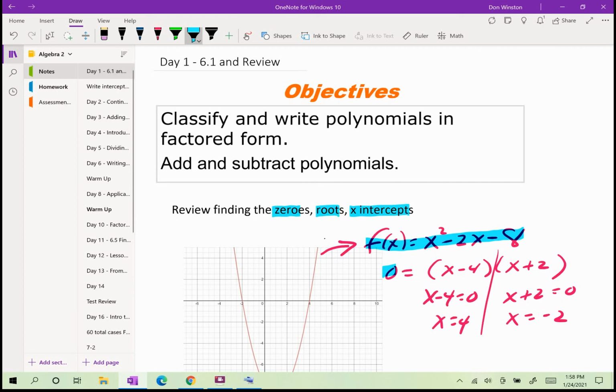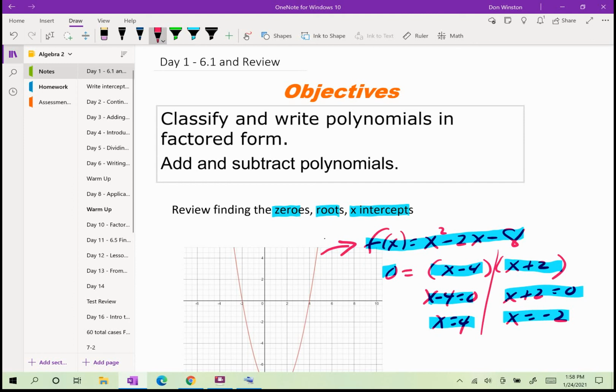And then we found the zeros. We set each factor equal to 0. X minus 4 is equal to 0. And so we got our x-intercept, our 0, or our root of x is equal to 4. And then we set x plus 2 is equal to 0, and we got x is equal to negative 2. So those were our roots, our zeros, our x-intercepts. And you can clearly see that on the graph.